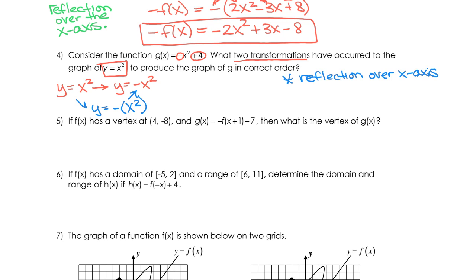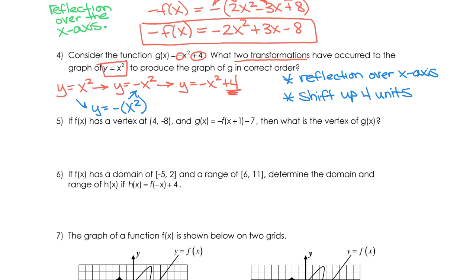After they do that, then they're tacking on this little plus 4. So then we go into y equals negative x squared plus 4. And notice that plus 4 is not being grouped with the x. Therefore, it's going to affect the y. And it's a shift up 4 units.